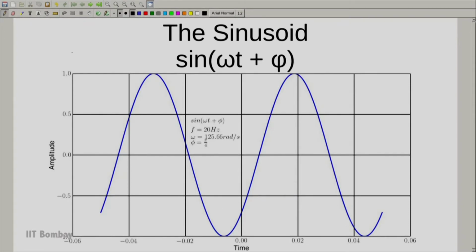The frequency is measured in hertz or cycles per second, and it talks about how many cycles of the periodic waveform we have in 1 second. So this plot has a frequency of 20 hertz.